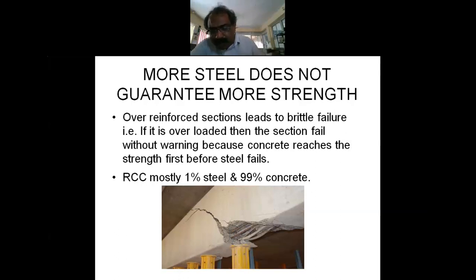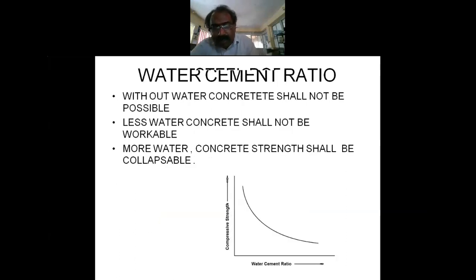Mostly we are using 1% reinforcement and 99% concrete of the cross-sectional area. So the area of steel is very, very less in RCC. You should know about concrete better. In concrete, the water cement ratio is a very important criterion. Without water, concrete cannot be made. If there is more water, the strength will reduce. So water should be optimum.